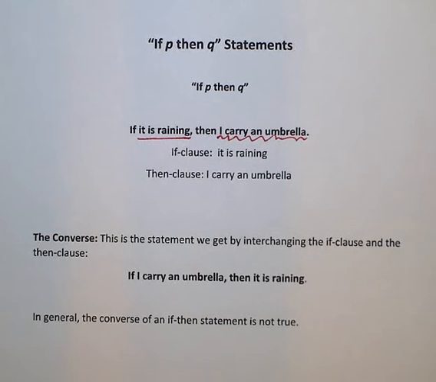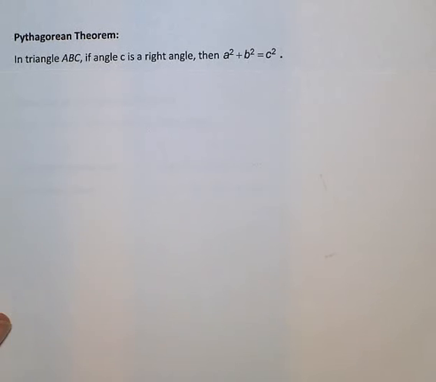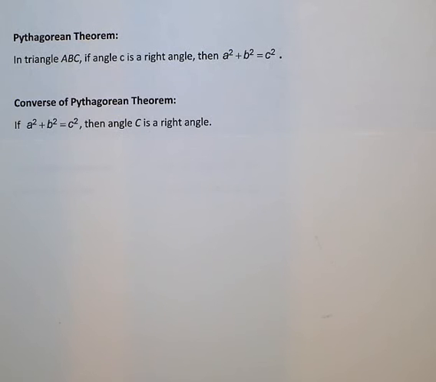But there are many true statements in mathematics, many theorems in mathematics for which the converse is true. For example, the well-known Pythagorean theorem says that in triangle ABC, if angle C is a right angle, then a squared plus b squared equals c squared. Its converse is also true. If a squared plus b squared equals c squared, then angle C is a right angle.